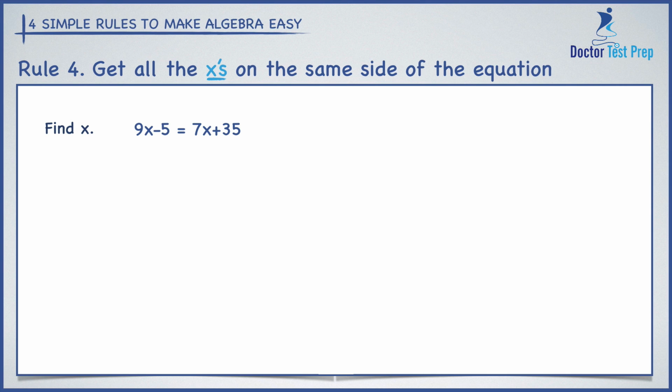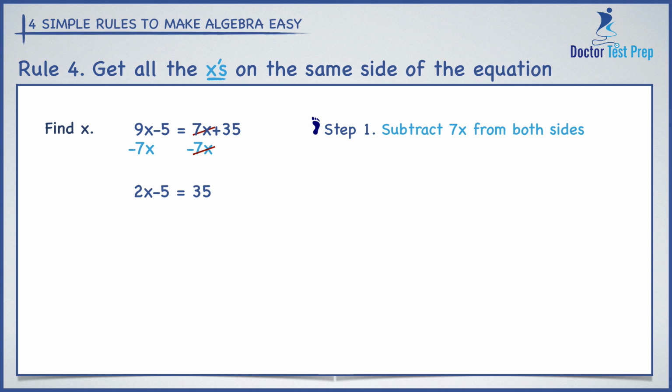Okay, rule number 4 then. If we have x's on both sides of the equation, get them all onto the same side. So in this example, we've got 9x minus 5 is equal to 7x plus 35. I want to get rid of all the x's and get them onto one side. The easiest way to do that, in step 1, is to subtract 7x from both sides. So I'm taking away 7x from the left-hand side and the right-hand side. On the right-hand side, those 7x's cancel. On the left-hand side, I've got 9x minus 7x is 2x, take away 5.